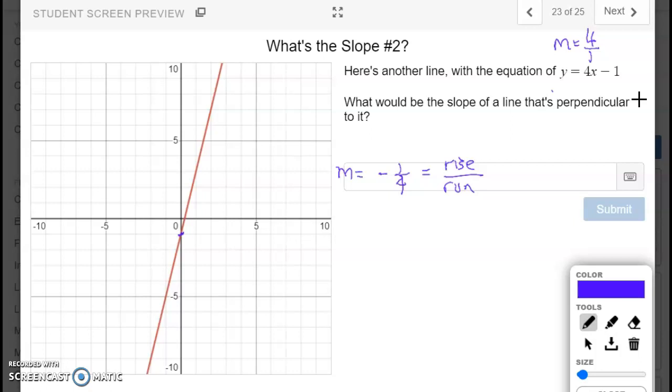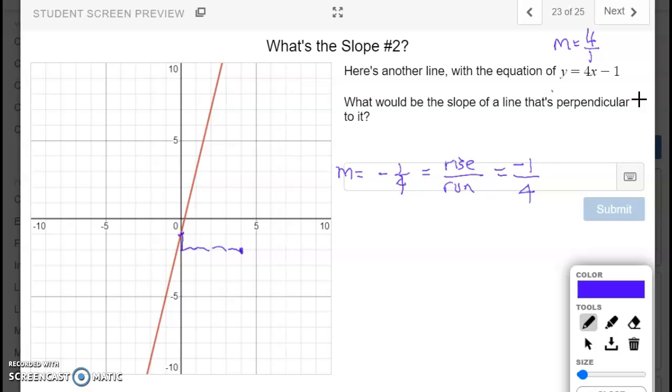So which one do I want? I want -1, so I'm going to attach the negative to the top and leave the bottom as the positive. That means the rise is -1, so the negative direction is going down, and then to the right by 4: 1, 2, 3, 4. So this is another point.